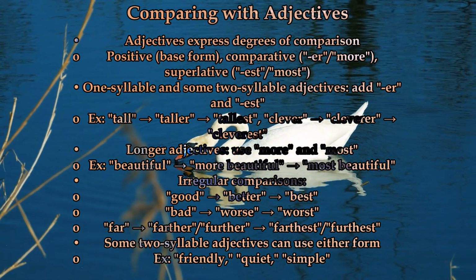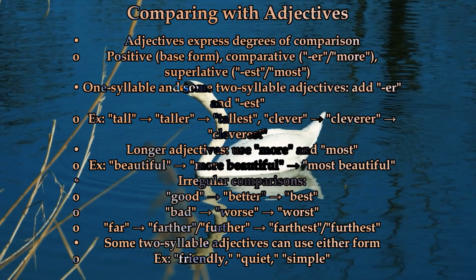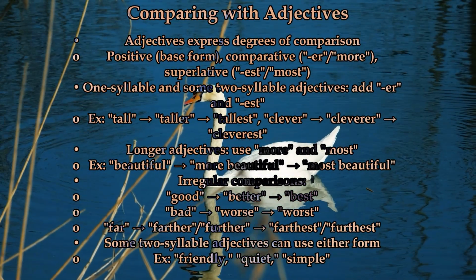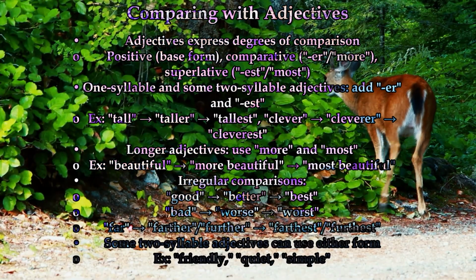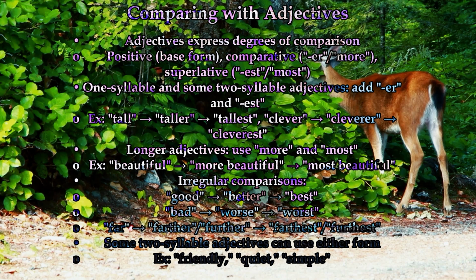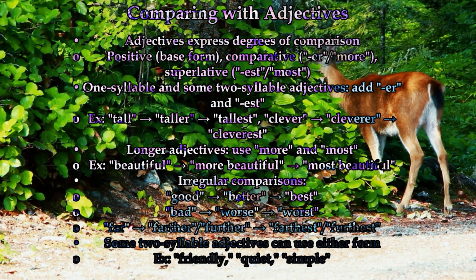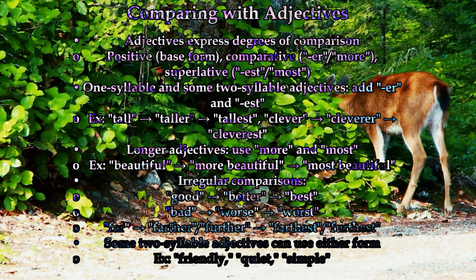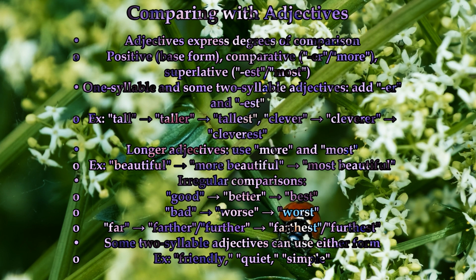Degrees of comparison. Adjectives can express different degrees of comparison: the positive or base form, comparative, which uses er or more, and superlative, which uses est or most. One-syllable adjectives and some two-syllable adjectives form their comparative and superlative by adding er and est, while most longer adjectives use more and most. Here are some examples.